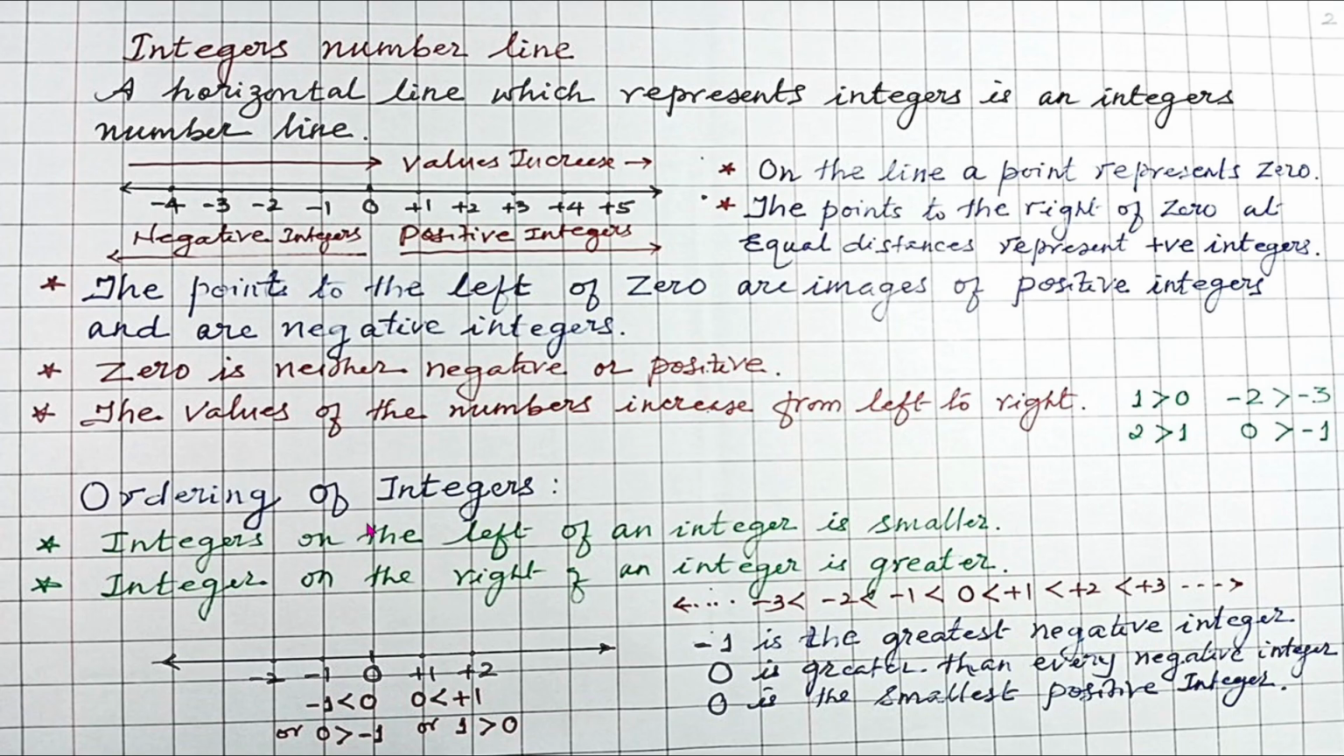Now to understand ordering of integers, integers on the left of an integer are smaller. 1 is smaller than 2, minus 1 is smaller than 0 to the left. Whereas on the right, the integers are greater. 2 is greater than 1, 0 is greater than minus 1. So always remember, to the left they are smaller and to the right they are greater. So 0 is greater than every negative integer, and 0 is smaller than every positive integer, which is for us to remember.